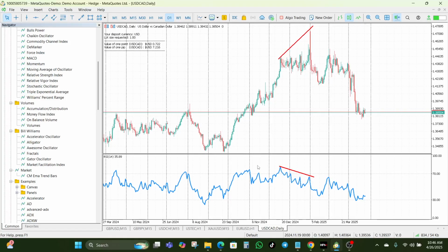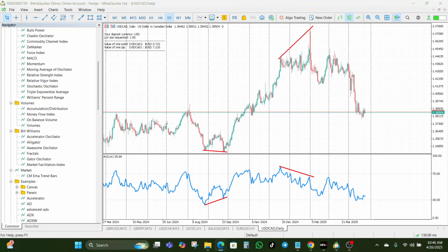While if price is forming lower lows and you have the RSI forming higher lows, we call that a bullish divergence. So when you spot these divergences, it's a powerful signal that the reversal might be coming.